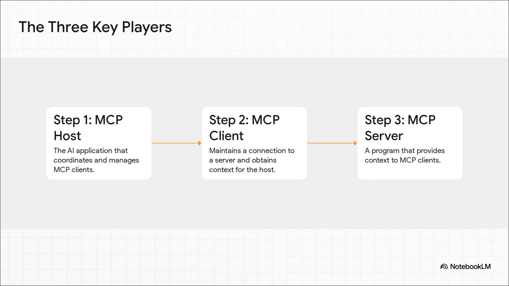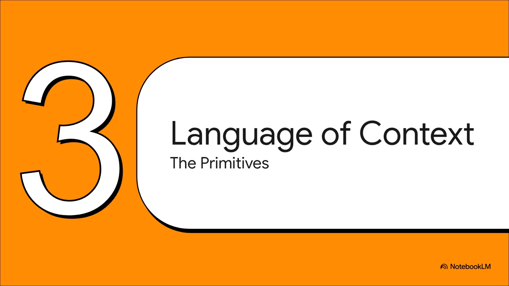Now, when that host wants to use a specific tool, it spins up an MCP client, which is like a single dedicated USB port just for that tool. That port then connects to the MCP server. This is the tool itself, the thing you're plugging in, whether that's a webcam, a connection to a database, or a live stock ticker.